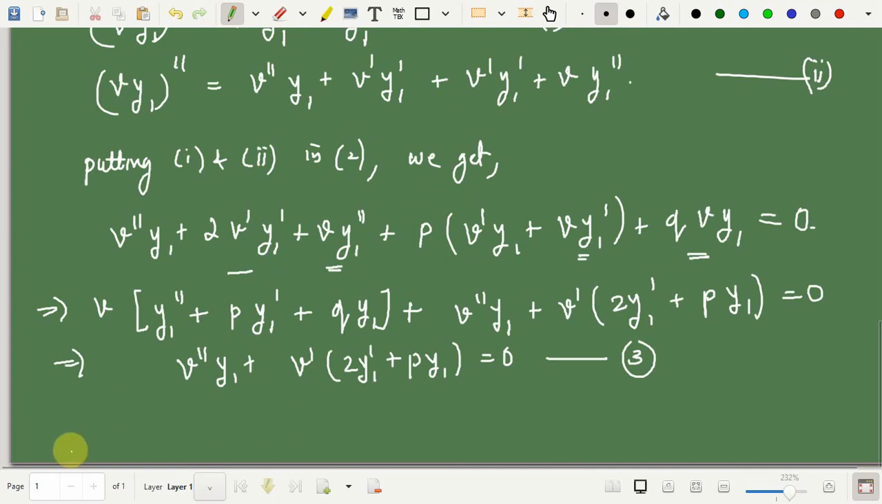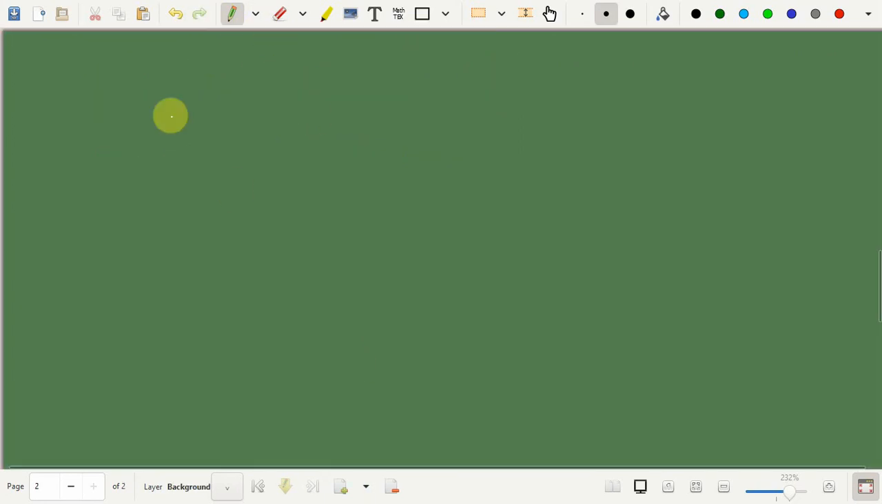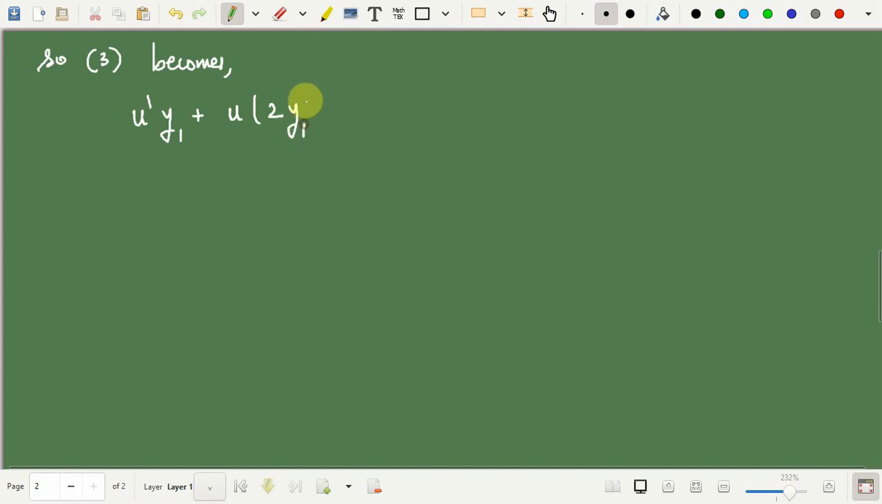So here I would put u is equal to v prime, and this implies its first derivative is v double prime, and so equation 3 becomes, after substituting, the first term v double prime, that's the same as u prime y1, plus you have v prime, so that will become u into, this would remain as it is, 2y1 prime plus py1 is equal to 0.